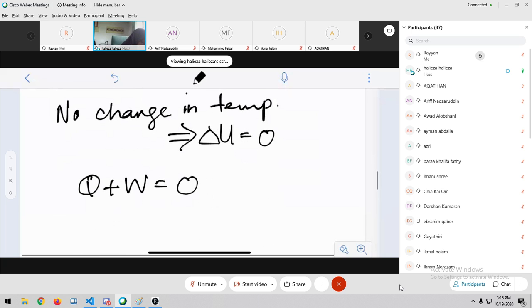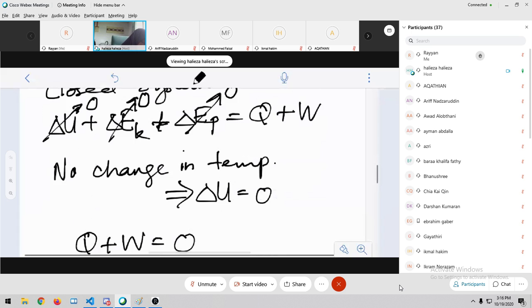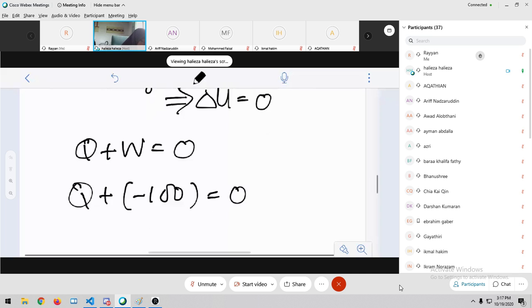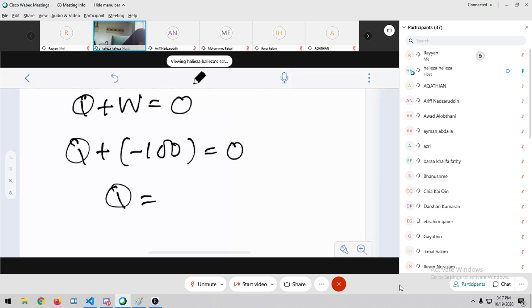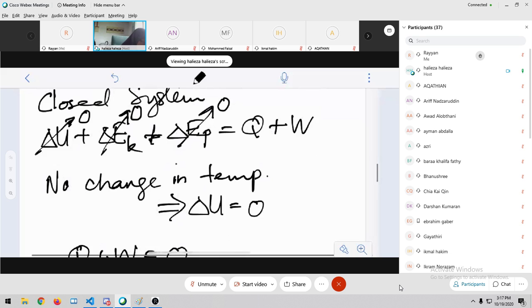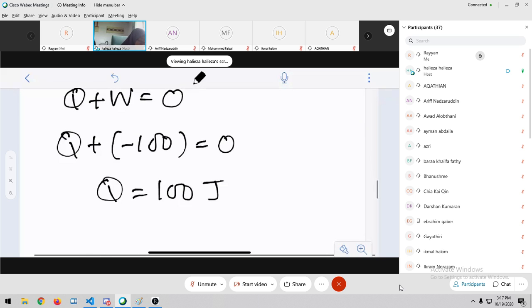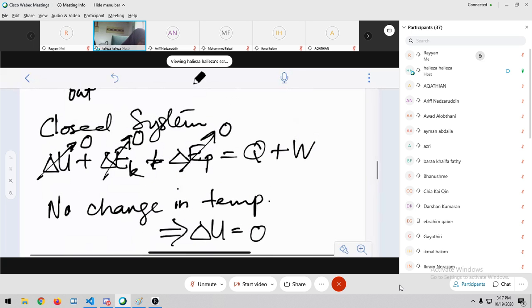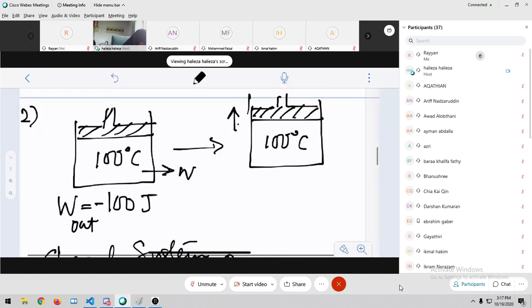So what is W? W is minus 100. So Q plus minus 100 equals zero. And that means heat is equal to 100 joules. That's joules, okay? So that's 100 joules. That's your final answer. Q is positive. Why is Q positive? That means heat is coming in.